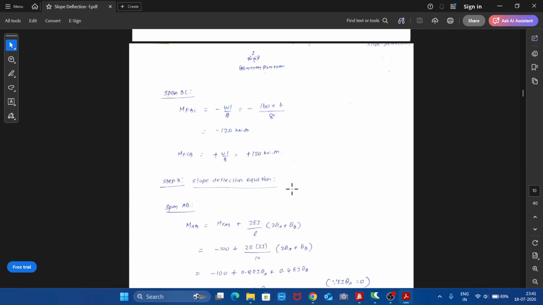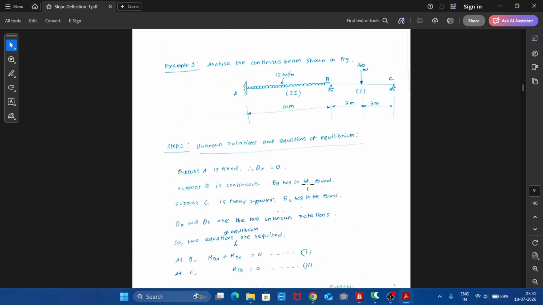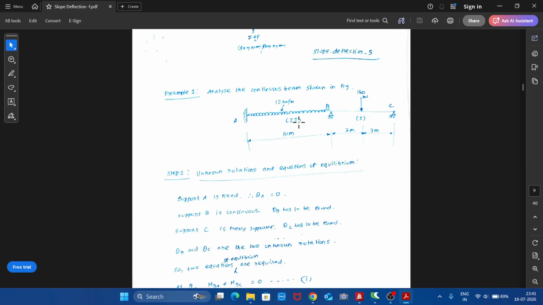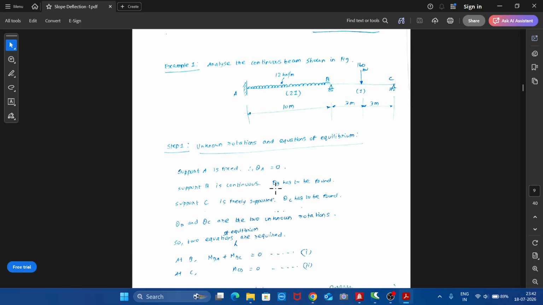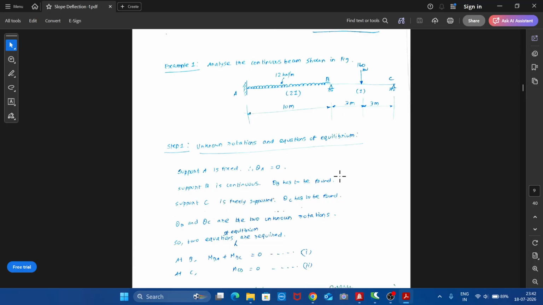Then step 3, forming the slope deflection equation. The slope deflection equation needs to be formed for every span. For span AB, we have two end moments, MAB and MBA. For span BC, we have two end moments, MBC and MCB. A slope deflection equation is the equation expressing the end moments in terms of the fixed end moments and in terms of the end rotations.